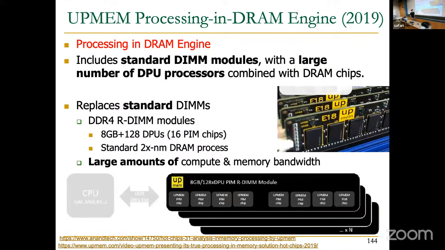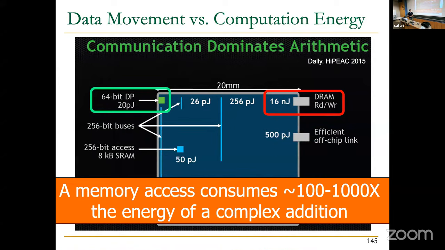Same as this UPMEM processing-in-DRAM engine that I showed you a picture of before, the machine with these DIMMs. You're going to see the same slide soon as well. This is a processing-in-memory system, or processing-in-DRAM because the memory is DRAM. As you see, it looks like a regular DDR4 DIMM. The key novelty here is that each of these chips contains not only memory arrays, but also small processors that we can use for computation. And this type of memory is very promising because it can accelerate applications a lot and it can save a lot of energy.